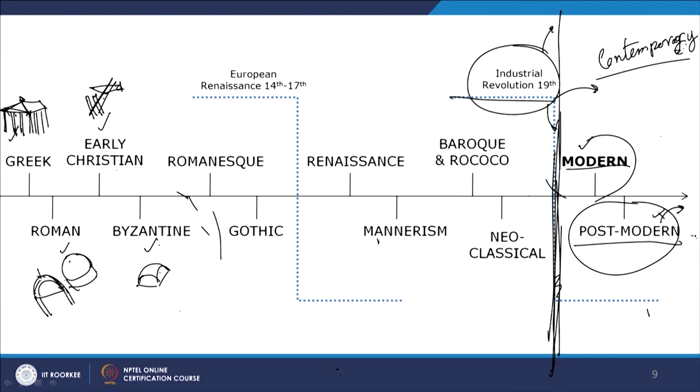And then after Byzantine, there's Romanesque, which is similar to Roman, but the change there is that they started making the cross vault.